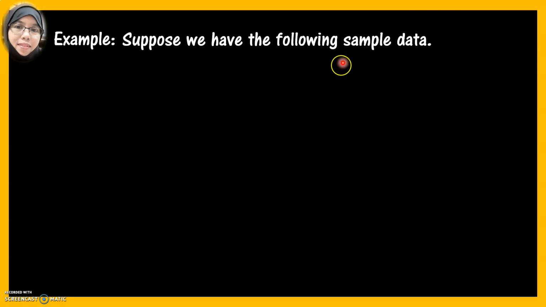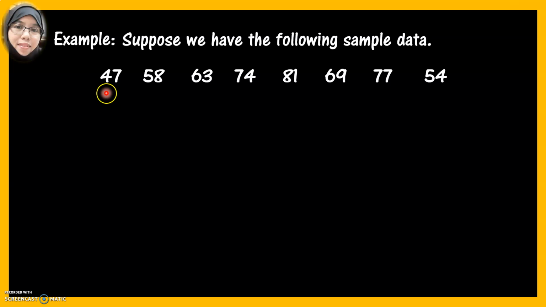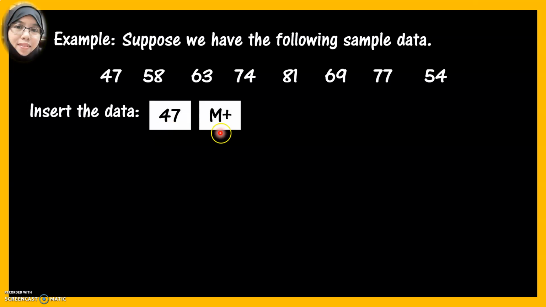Let's look at a simple example. Suppose you have this following sample data. How many data points here? You have 1, 2, 3, 4, 5, 6, 7, 8 data points, or the sample size is 8. Then you can insert this data by using the M plus button. So you have 47, M plus or DT.